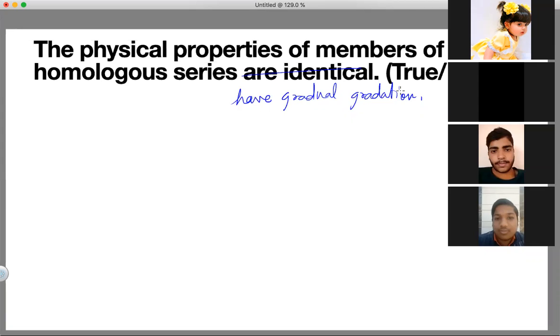केमिकल प्रॉपर्टीज आर आइडेंटिकल और नियर आइडेंटिकल. ओके, for theoretical purposes we can say they are identical. In reality they are near identical. Okay.